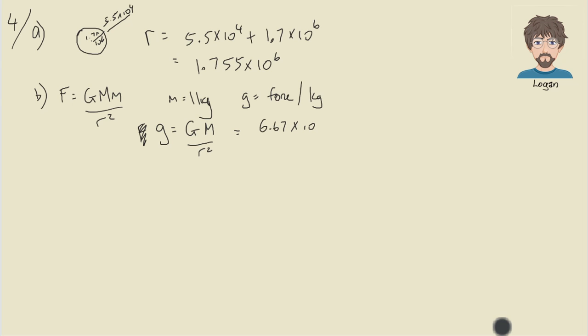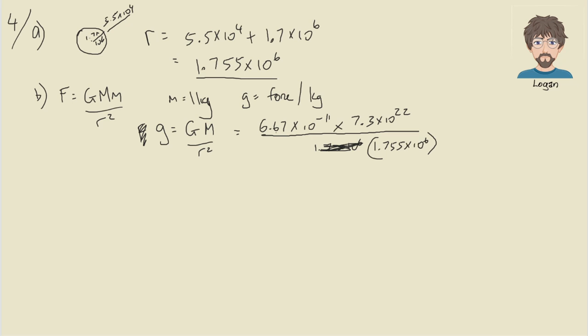6.67 times 10 to the negative 11. Always look it up, just double check that you're transcribing it correctly. Times the mass of the moon, 7.3 times 10 to the 22. And then we're going to divide it by r squared. R 1.7 times 10 to the 6. Oh, that's not the radius, is it? The radius we want is this one we've been using, 1.755 times 10 to the 6 squared.